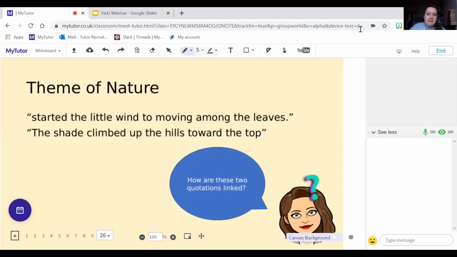Yeah, lovely. Foreshadowing with the shade and the wind stirring up. Yeah, lovely. So we could talk about those things. Fantastic. Right, okay. Beautiful stuff.